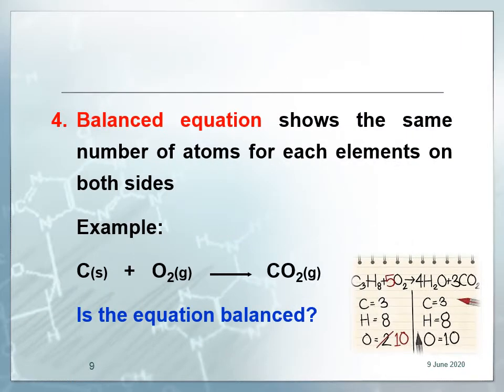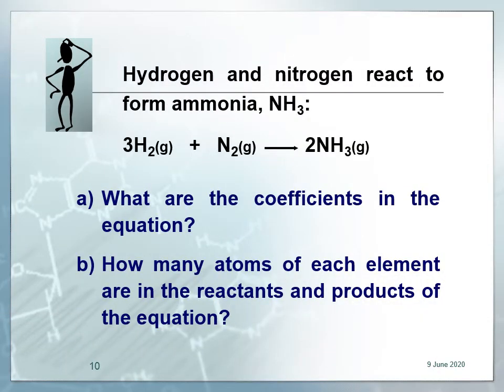The reaction must be written in a balanced equation. It shows the same number of atoms for each element on both sides. Consider this example, the chemical equation to represent the burning of carbon. Is the equation balanced? The answer is yes, because the equation consists of 1 carbon and 2 oxygen on both sides. Now, let's try this sample question.